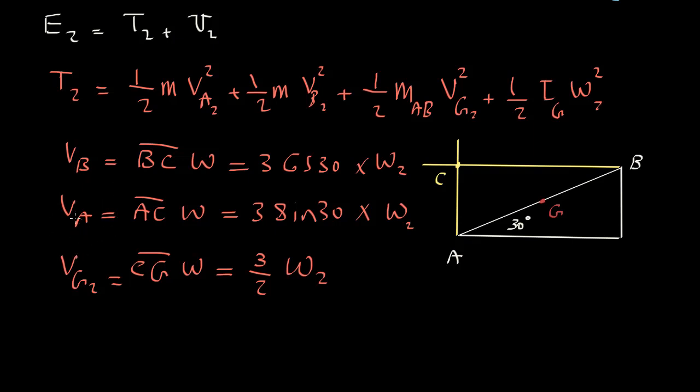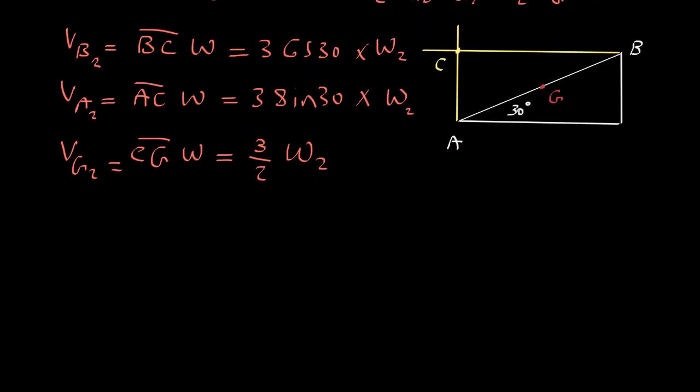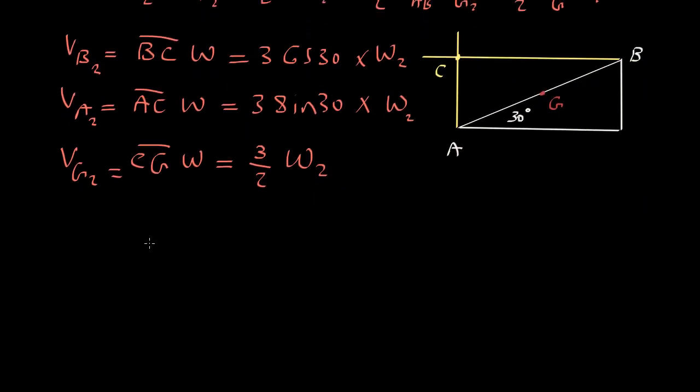The question asks for all these three variables, VA, VB, and also omega 2. So these are VB2, VA2. And IG is just the same thing, ml squared over 12. So that's for T2. Let me write down here that T2 is a function of omega 2. Let's also calculate the potential energy.